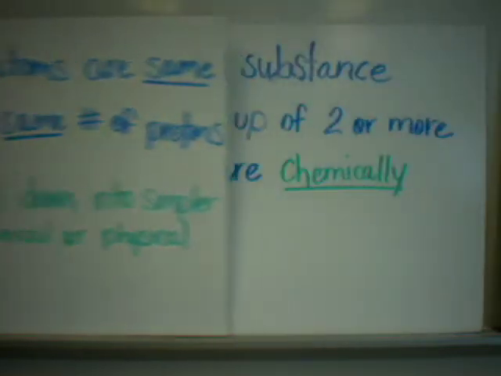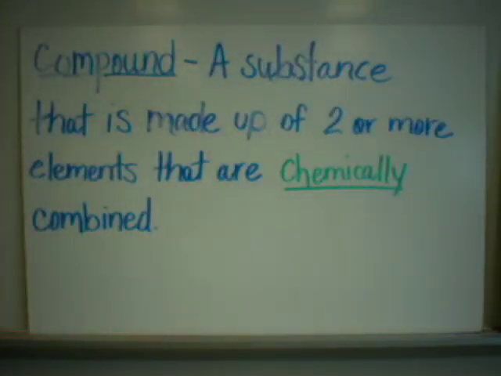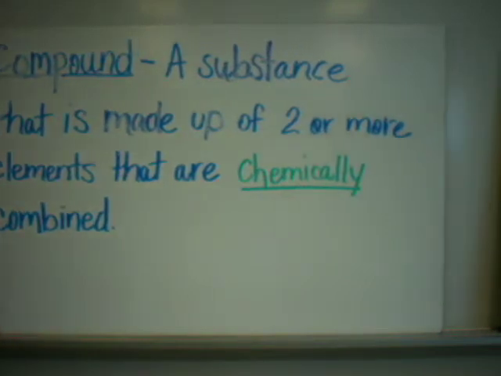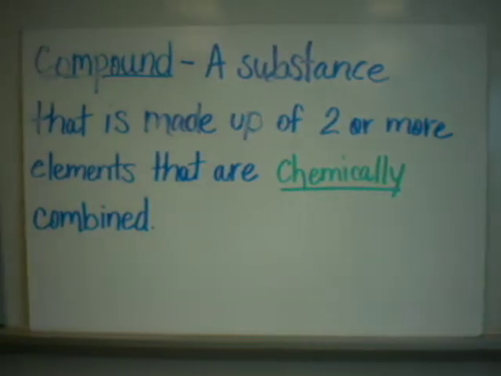A compound would be a substance, again, a pure substance, that is made up of two or more elements that are chemically combined. What we're going to do next is show some concrete examples of mixtures, elements, and compounds to give you a concrete idea of what we're talking about instead of just learning definitions.